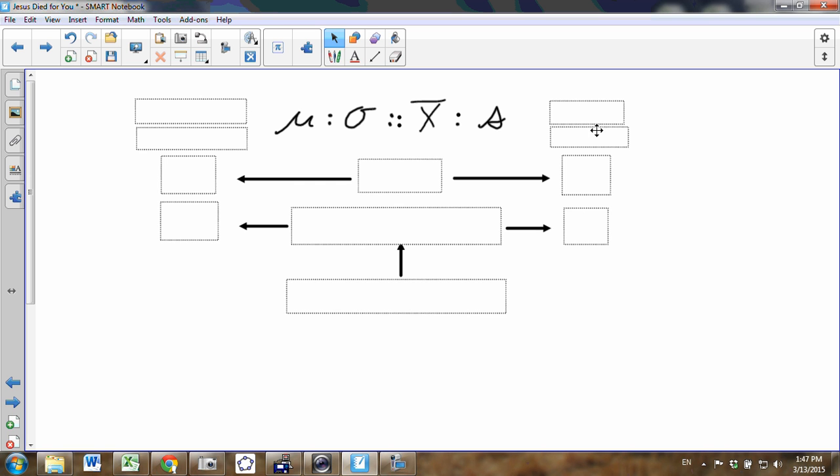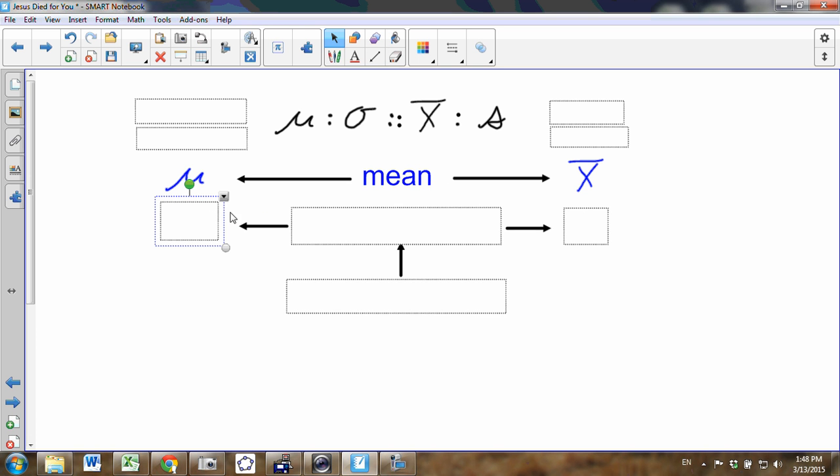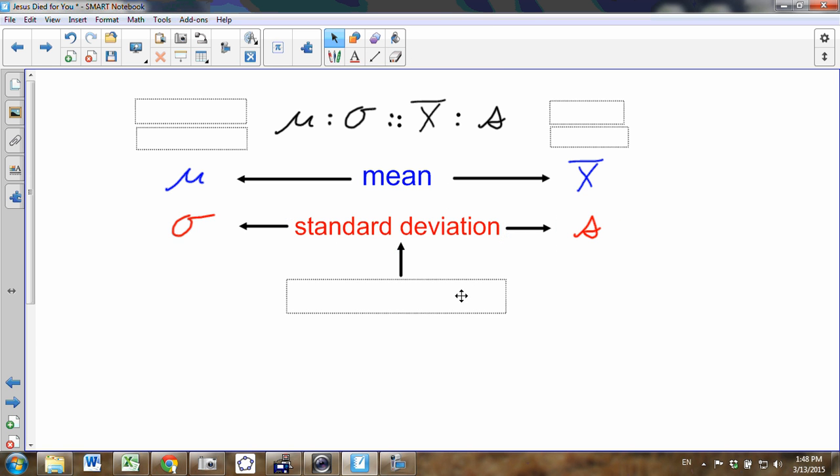Now, to introduce the whole idea, we need to make sure that we understand the difference between these symbols. These symbols are used throughout statistics, and you're probably familiar with mu and x bar. They both mean mean, but mu is the mean of one thing, and x bar is the mean of something else. Mu is to sigma as x bar is to lowercase s. Those are both standard deviations.